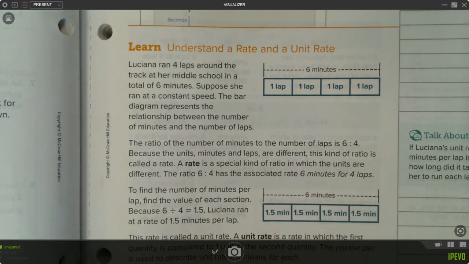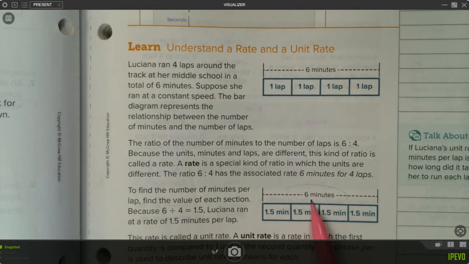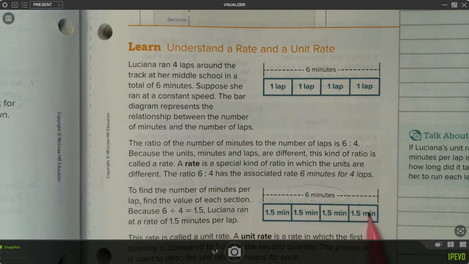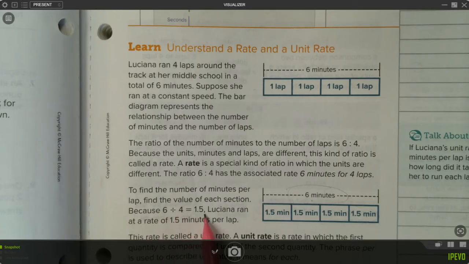To find the number of minutes per lap, all we do is we take the total number of minutes, so 6 in this case, and we divide by 4 because there are 4 laps that she ran. So we're taking the minutes and dividing by the laps. We then find the lap time. So per lap, when we do 6 divided by 4, we get 1.5. So Luciana ran at a rate of 1.5 minutes per lap.